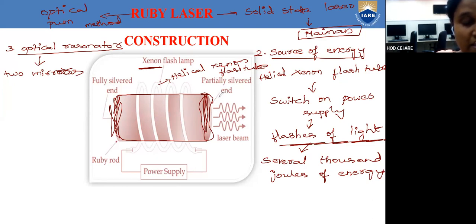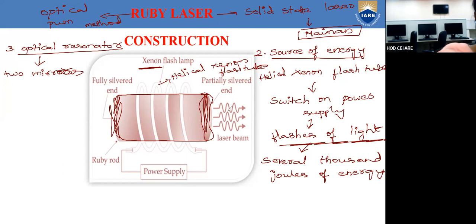So they are painted with silver in such a way that one end is fully reflecting and the other end is partially reflecting. And once we get laser light, from which end will it come out? It will come out from the partially reflecting end face. From here we are going to get the output laser beam. So this is about the construction.